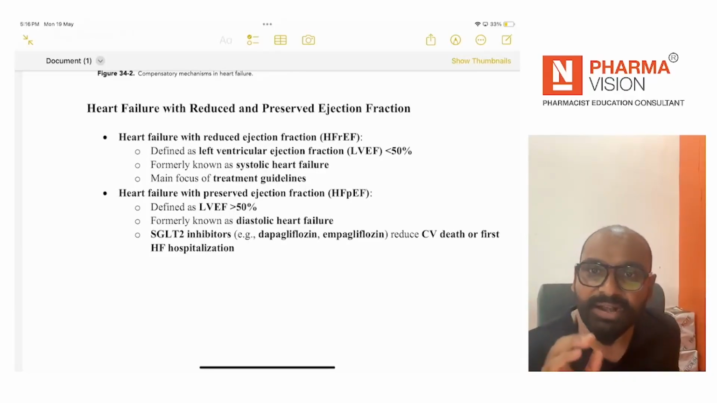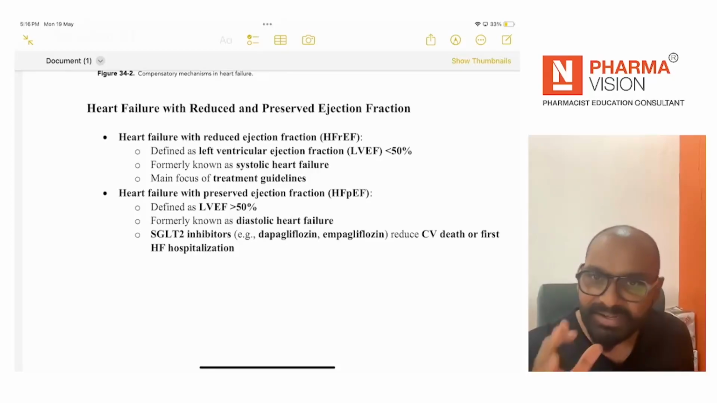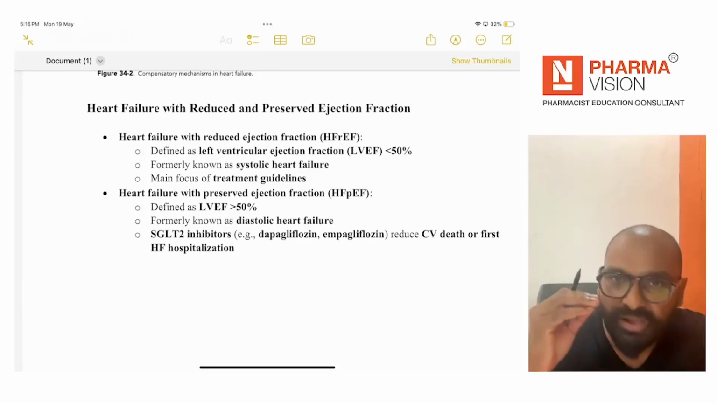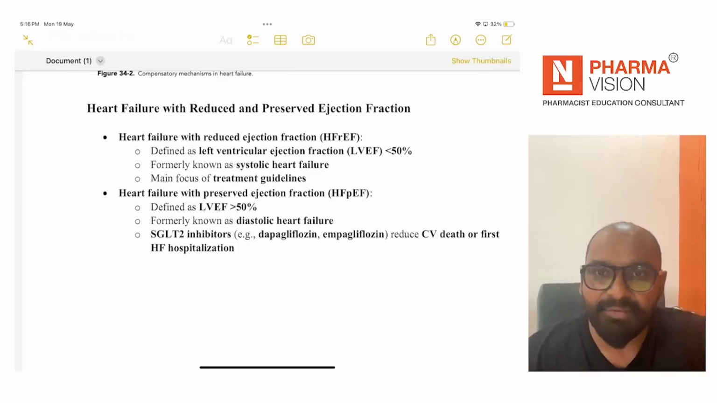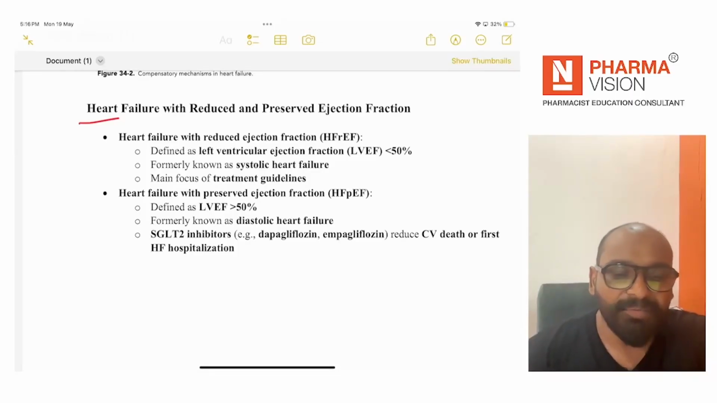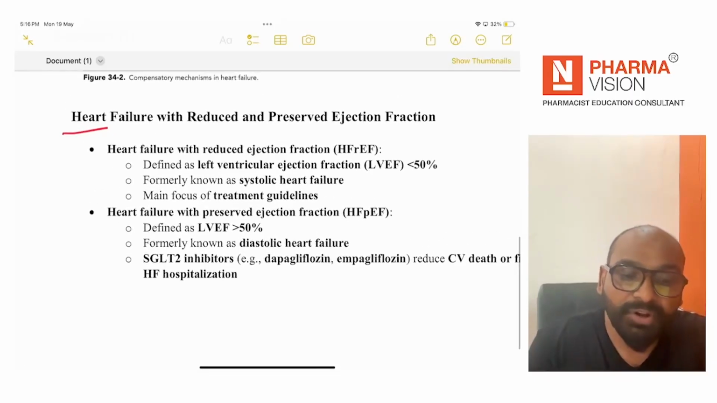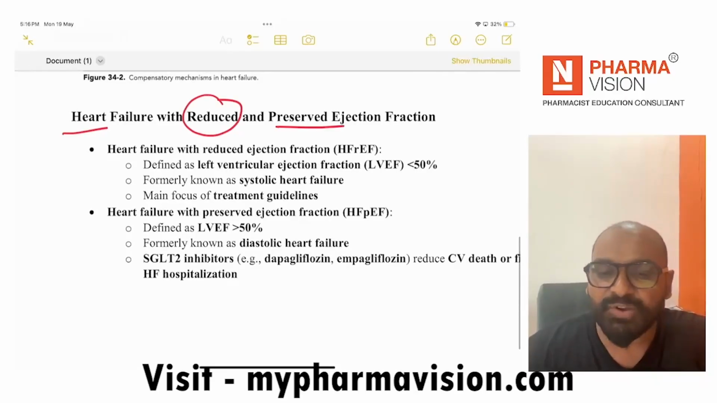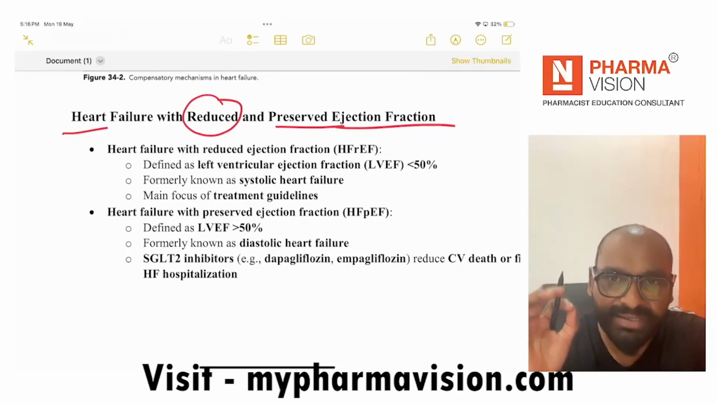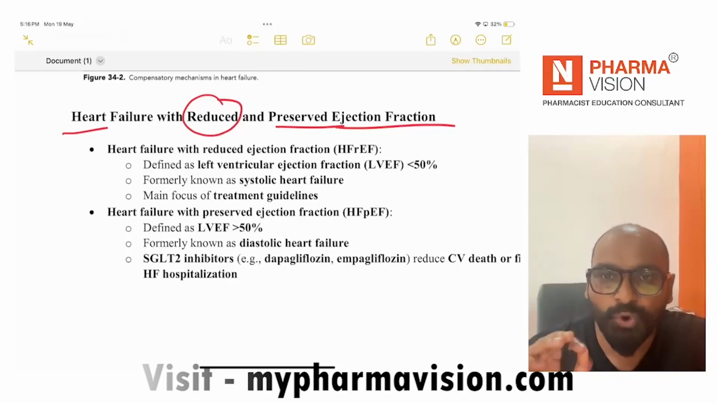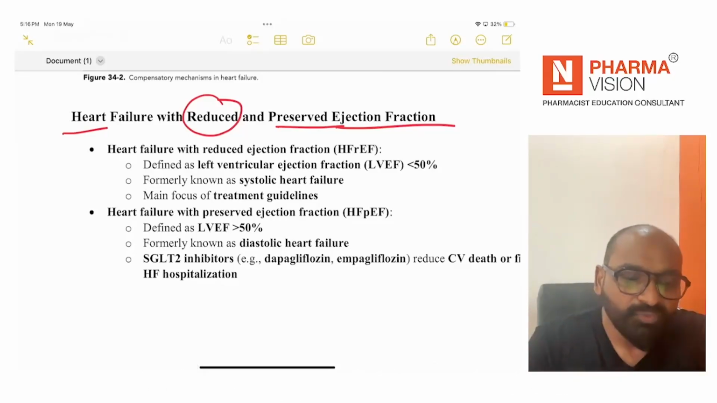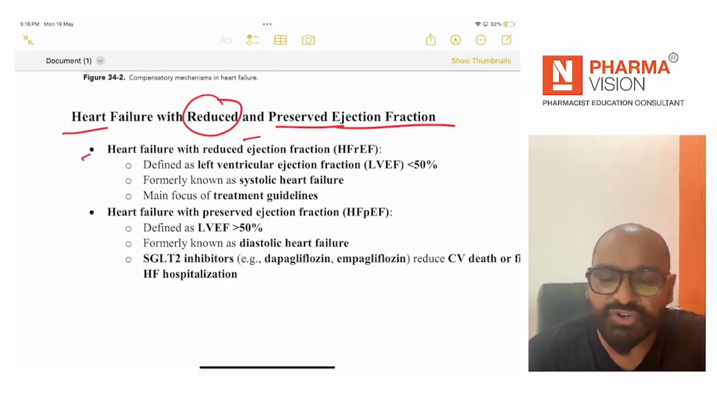Now we can come to the clinical practice. Okay, clinical practice is very, very important to get the actual practical understanding of how you are going to manage the patients. Heart failure with the reduced or the preserved ejection fraction. So ejection fraction is the most important part for your guideline of the management. Now heart failure can be divided into two groups. One is heart failure with the reduced ejection fraction and heart failure with the preserved ejection fraction. Definition is based upon the ejection fraction.